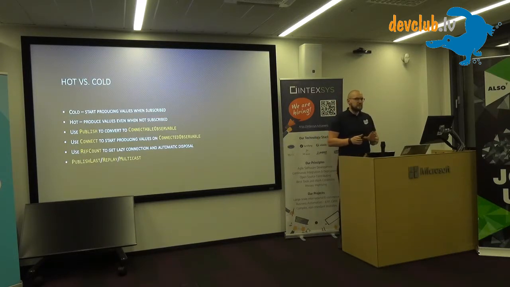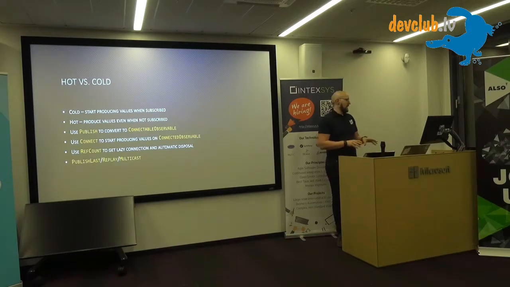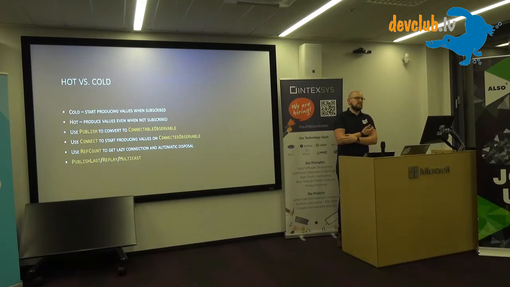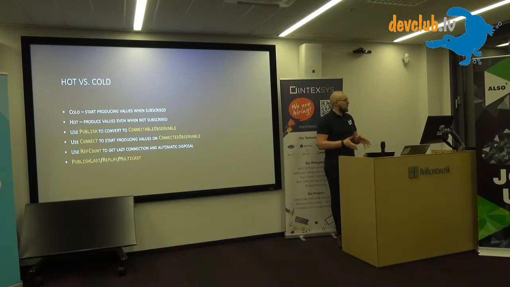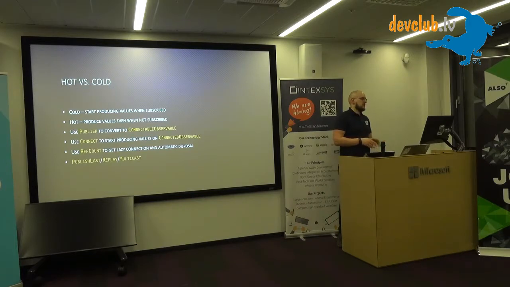This definitely is a more interesting topic than subjects. Hot versus cold observables. A cold observable is an observable which starts producing values only when you subscribe to it. Quite a lot of the observables you're going to work with are going to be cold ones, because you don't care about the values unless you subscribe. Hot ones are the ones which produce values even when you are not subscribed to them. I don't know, time itself is kind of a hot observable, time ticks even if you don't look at it. Some philosophers might not agree with that.